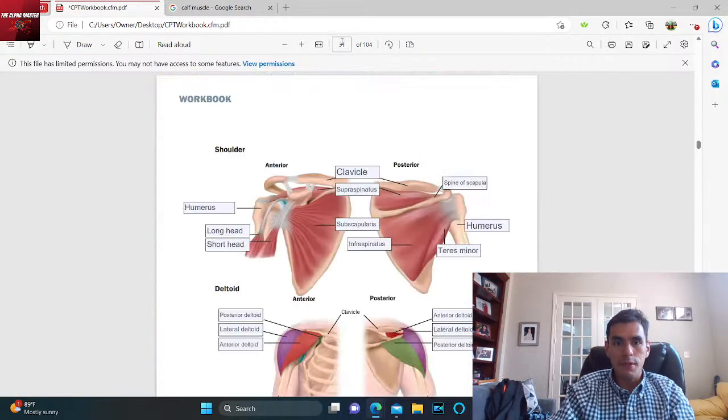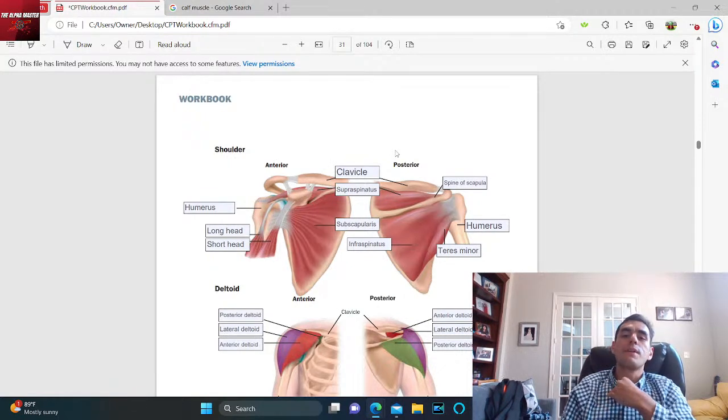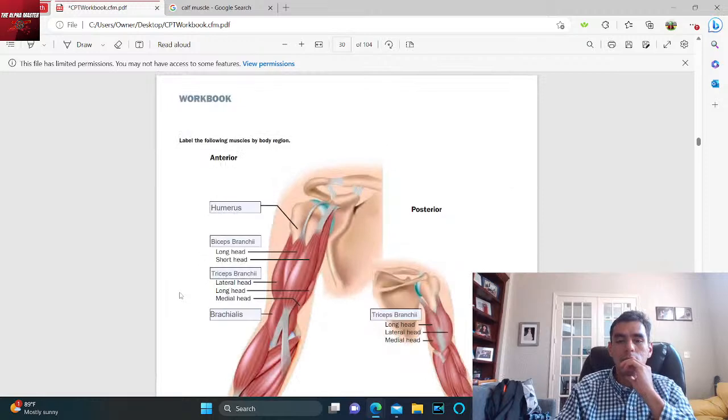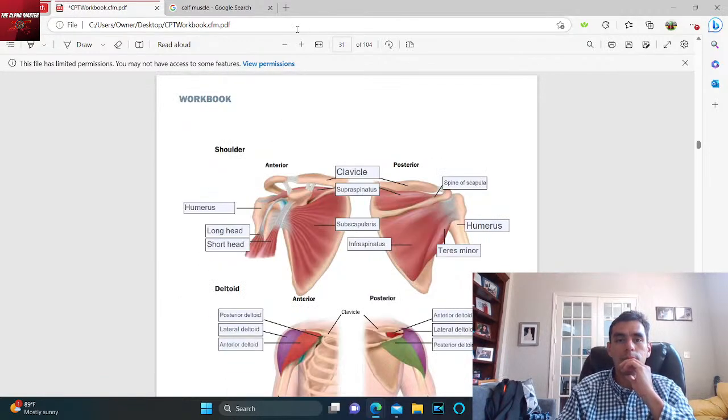I just want to reiterate real quick. Here it is too. The clavicle and the scapula. You have the supraspinatus, the subscapularis, the teres minor, the infraspinatus right here. The spine of the scapula, the humerus, the long head, and the short head. Yeah, that's what I meant.